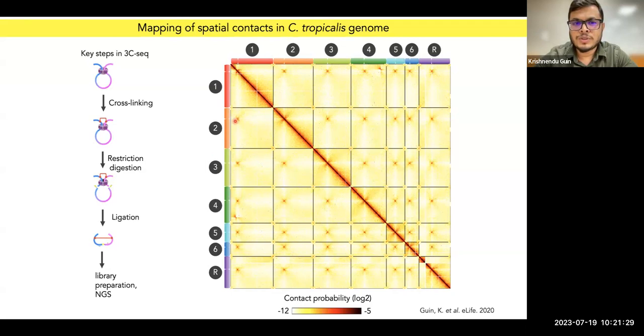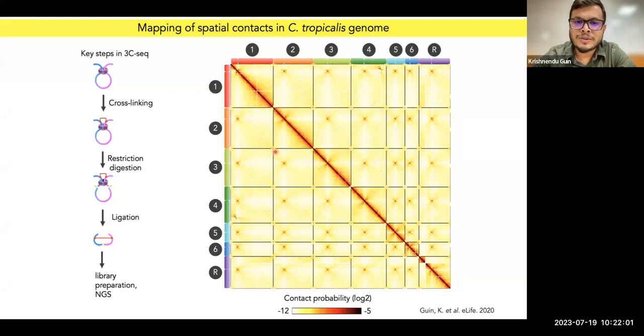So these spots that you see here mean that the centromere of chromosome 2 interacts with the centromere of chromosome 1. And if you look at different chromosomes, you would see that, for example, the centromere of chromosome 2 interacts with all the other centromeres in this genome, right? So this is what we could see from this analysis, and we could also see that there is some amount of interaction between the telomeres.